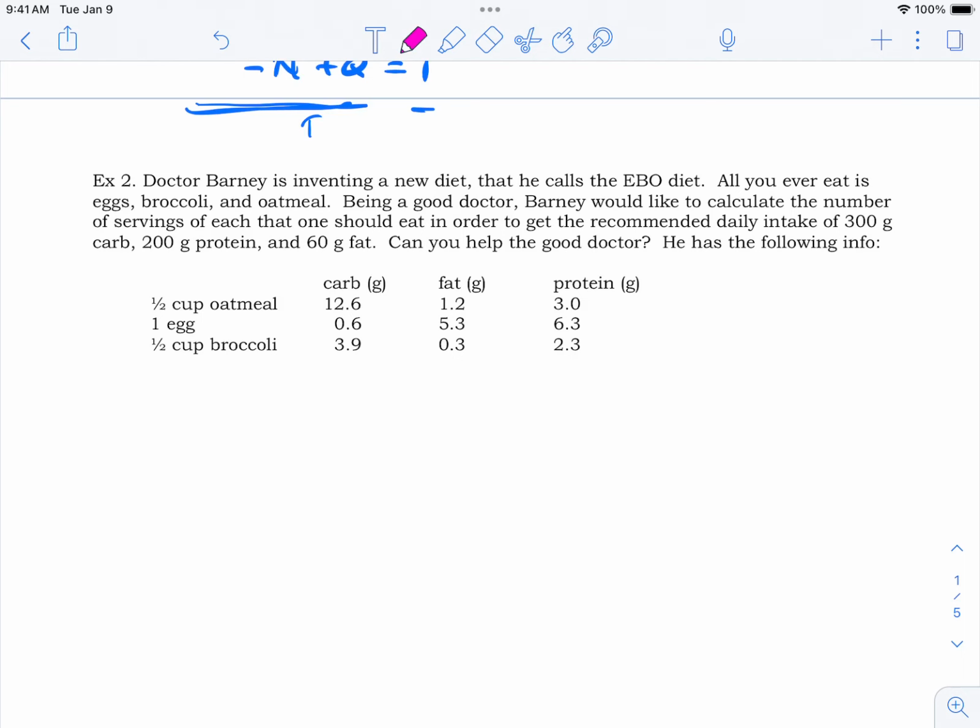So who is this guy? Dr. Barney. He's inventing a new diet. He calls it the EBO diet because all you ever eat is eggs, broccoli, oatmeal. The eggs, broccoli, oatmeal diet. Sounds good. So let's see now here.